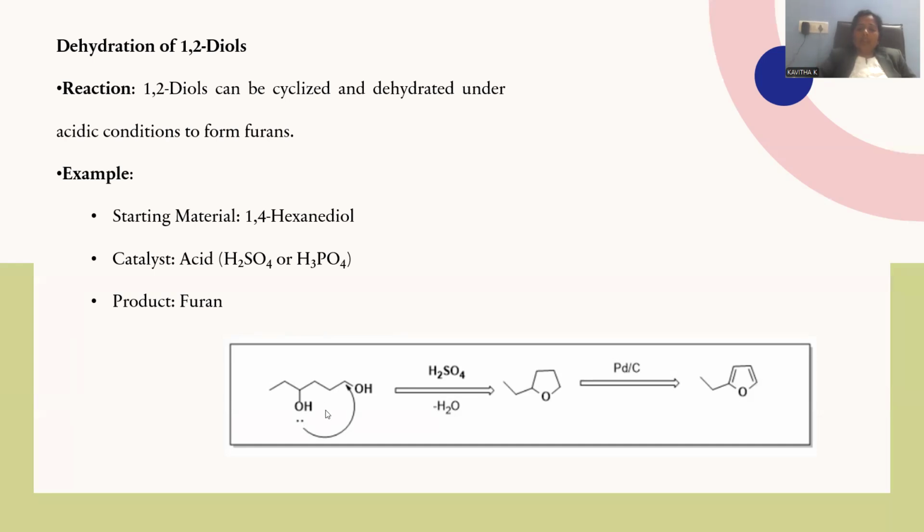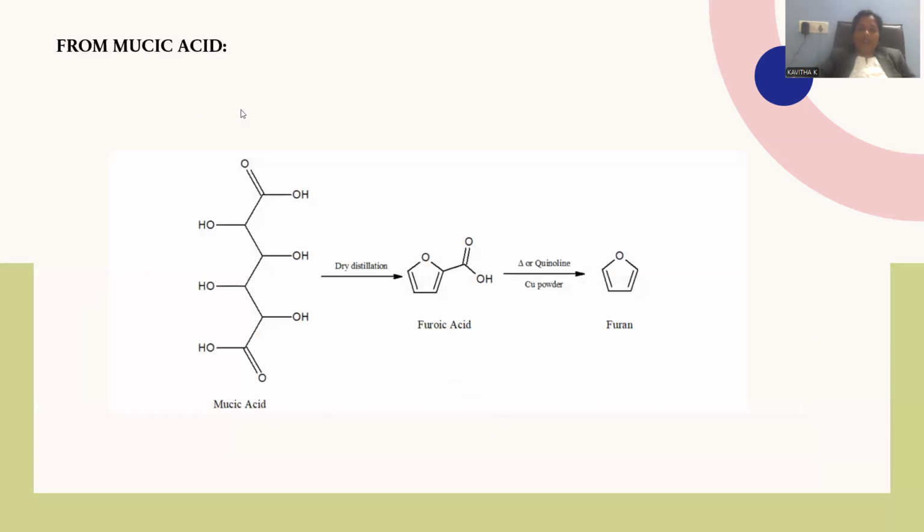So this is the way a diol can be converted into a furan derivative by dehydration and subsequent removal of the hydrogen atoms. Now, let me go with another method of synthesis called mucic acid. So, we can take mucic acid as a starting material. It is a polyhydroxy dicarboxylic acid. Let me count the number of carbons: 1, 2, 3, 4, 5, 6. It is a 6 carbon chain where 2 carboxylic acids are present, and else we have 4 hydroxy groups, right?